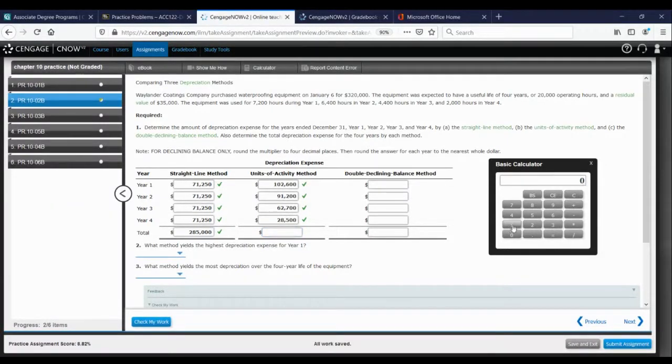And so I'm going to start with 102,600. I'm going to put that in my calculator, and I'm going to add to it 91,200 for year 2, 62,700 for year 3, and 28,500 for year 4. The total amount, again, of the depreciation expense is $285,000.